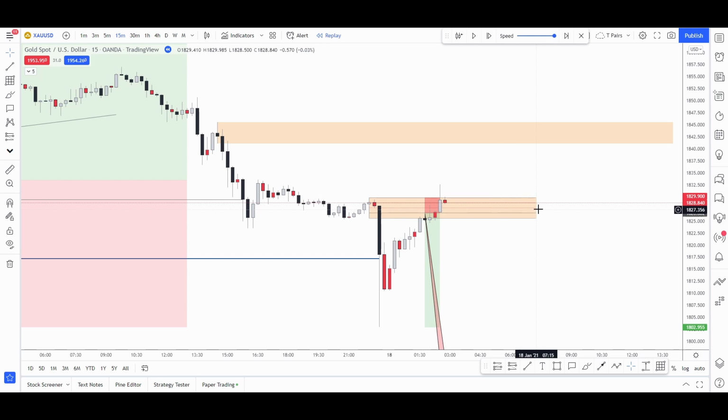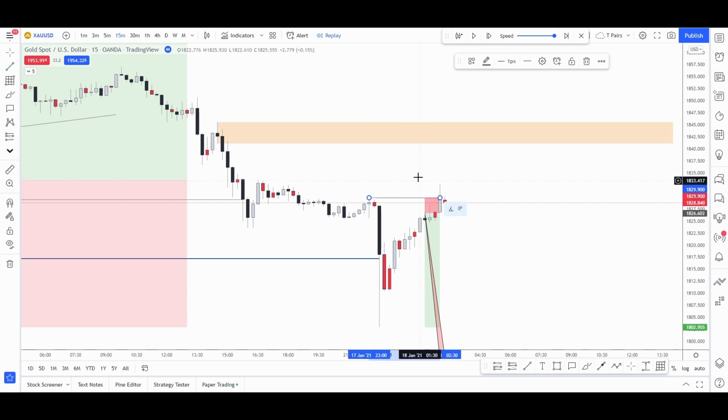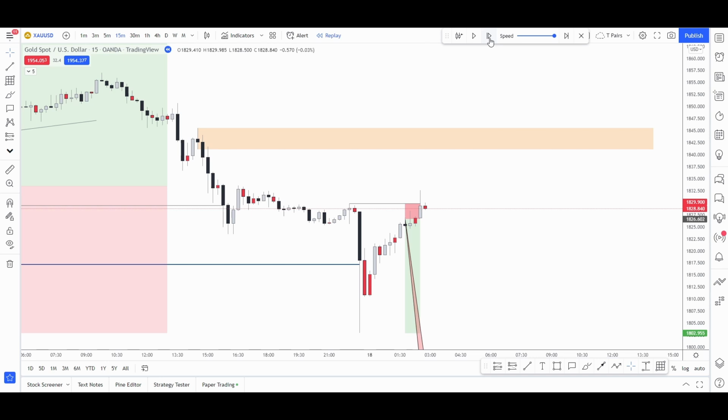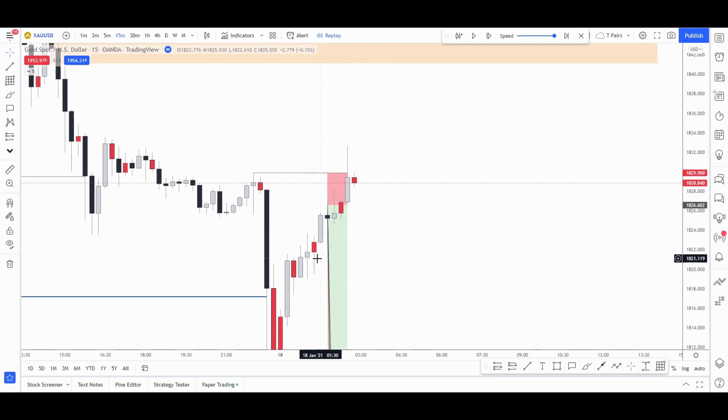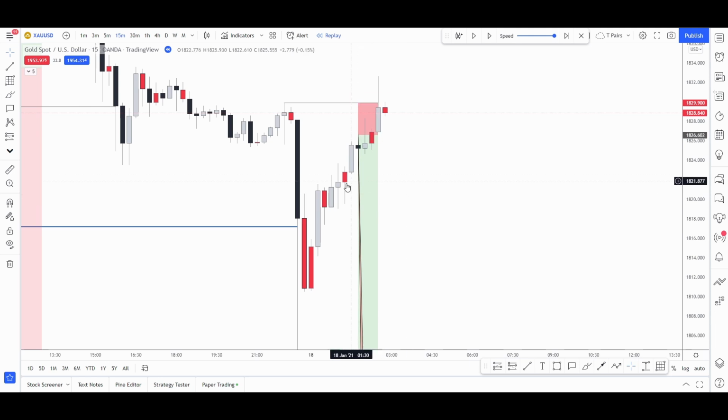So if I wanted to draw, you know what, let's just tidy this up and get these off the chart. If I want to draw out where a small change of character could take place, it would be there, but we only got a wick break, so not particularly interested in getting involved. If I was to get involved, by the way, it would just be, okay, come to think of it, it would be this on the sidebar, or that one.